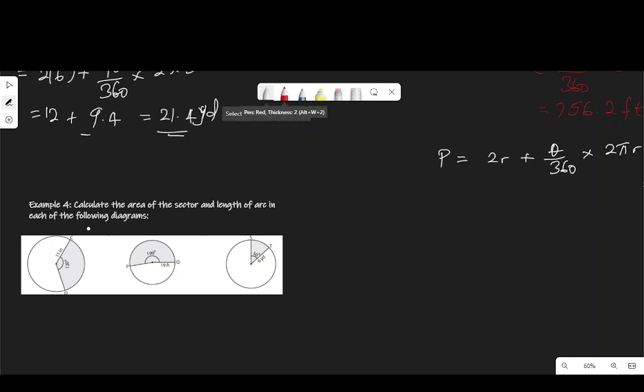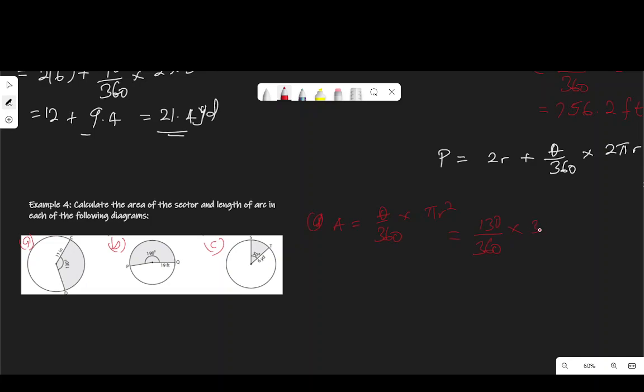Let's start with area. Again, let me label these A, B, and C. The area of sector for A is theta over 360 times pi r squared. Theta there is 130, divided by 360 times pi r squared. What is r? r is 11 inches.